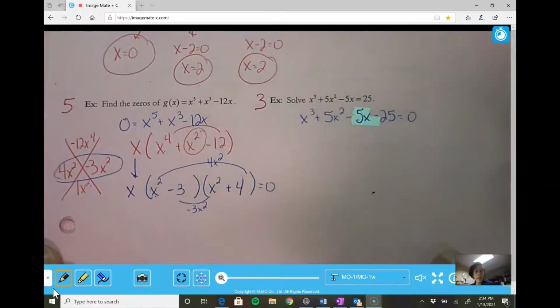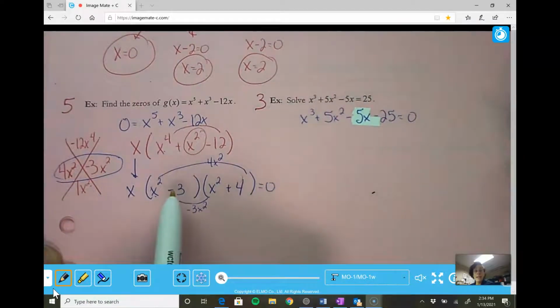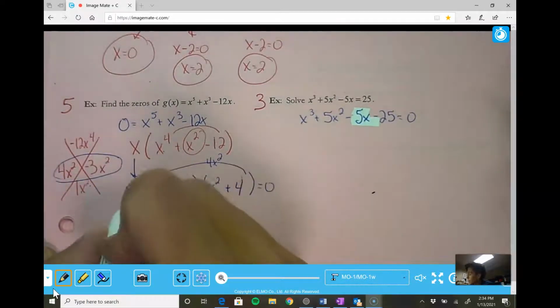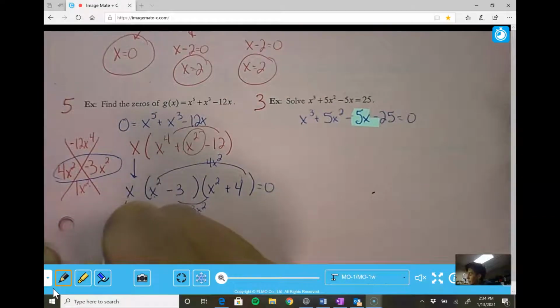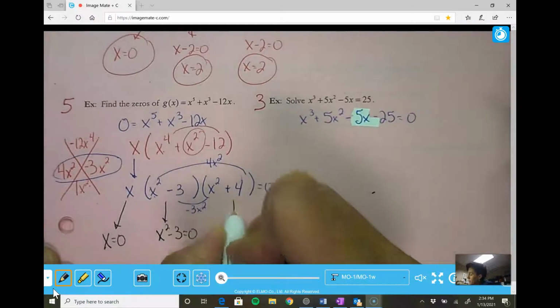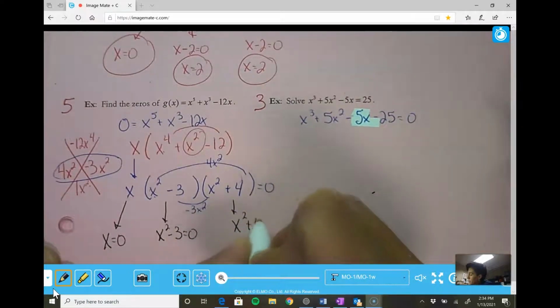And then again, whenever I think I'm done, I'm going to double check for a difference of squares. So this has the difference, but this doesn't have a nice square root. And these have nice square roots, but there's not the difference. So as far as factoring goes, I am done factoring. So I'm going to take this, set it equal to 0. I'm going to take this, set it equal to 0, and this, and set it equal to 0.